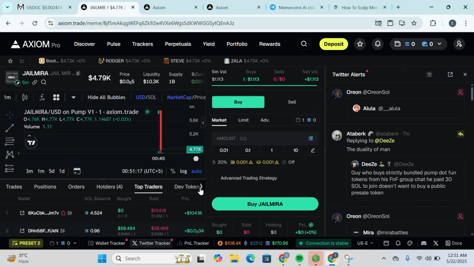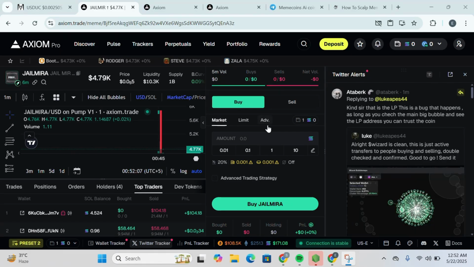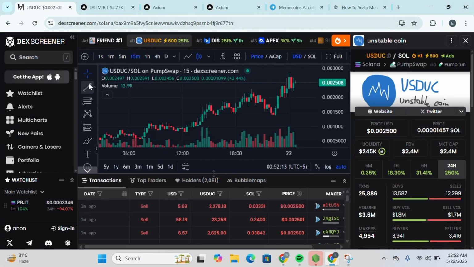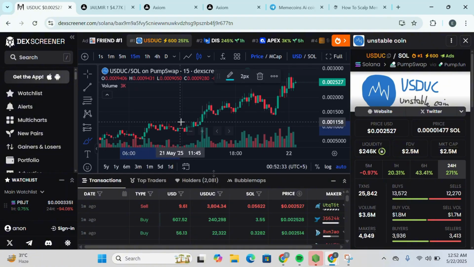So now let's say we have found this token that is known as Jailmira, and you can see that it is over here in Axiom. Or let us head over to DexScreener, and here we have USDUC slash Solana on PumpSwap. Here you can see that it has just launched and is getting a lot of attention. The volume jumped from a bit to this much over here. You can also just add this and trace the path for better views.